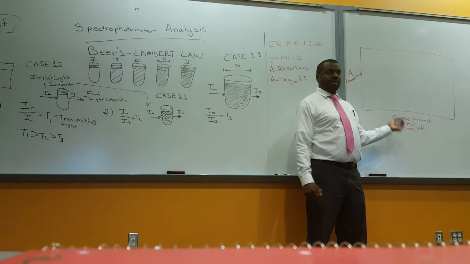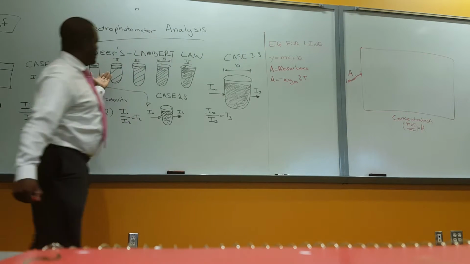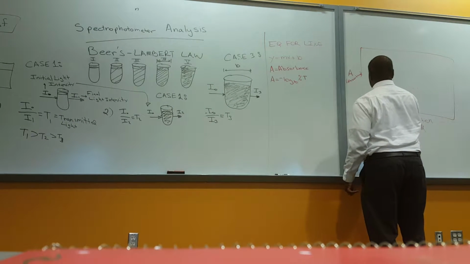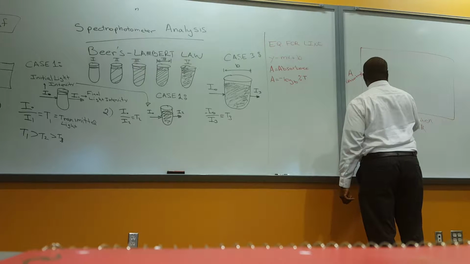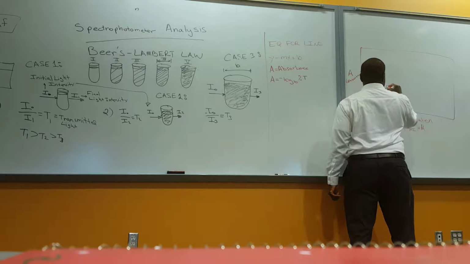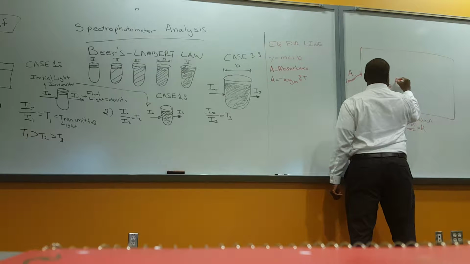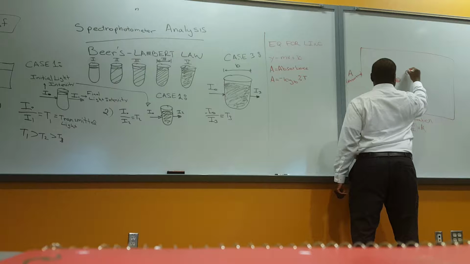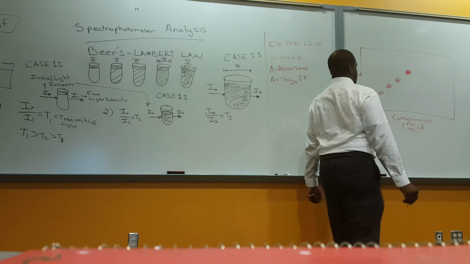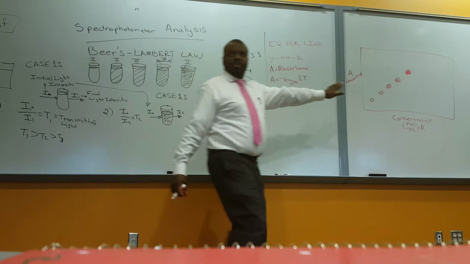That's my concentration, that's my x-axis. So now how many of these do I have? 5. So now I can do my plot. I got one data point, two data points, it gets a little darker, a little more darker, and Rick Ross dark. There you go. These are your data points. This is your standard.